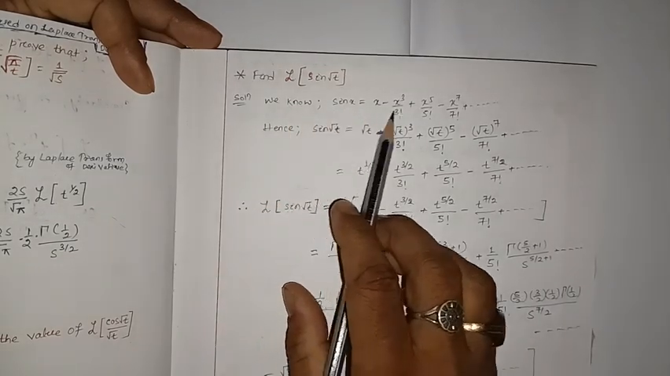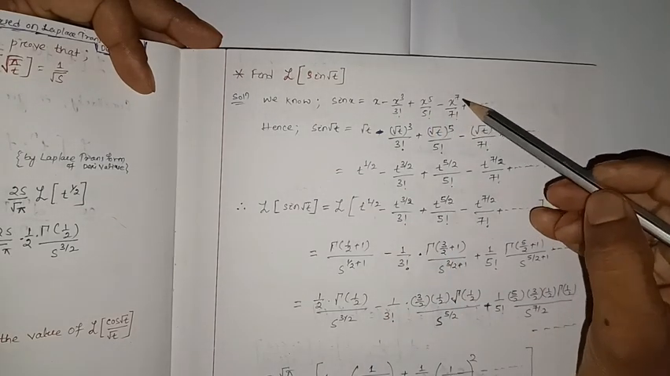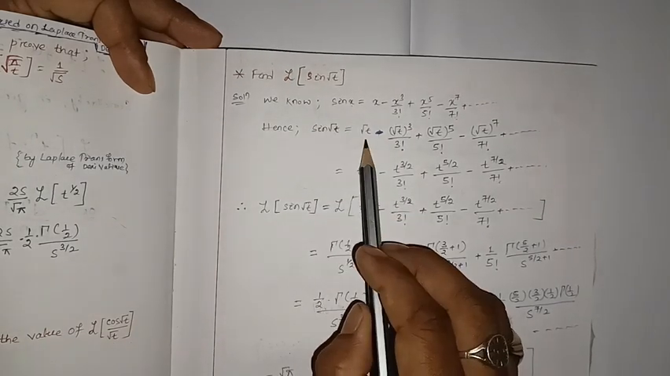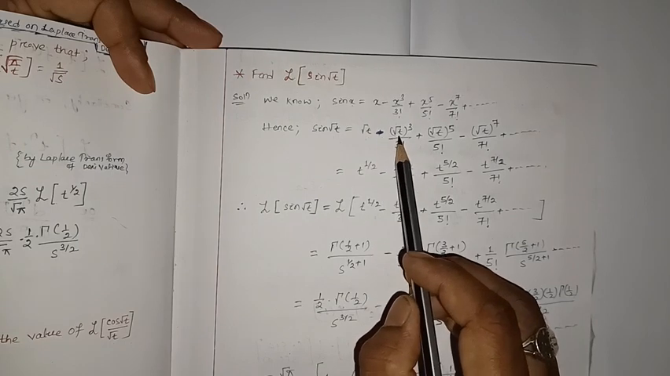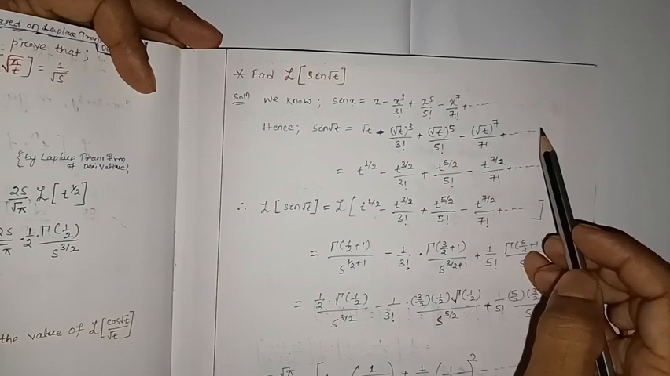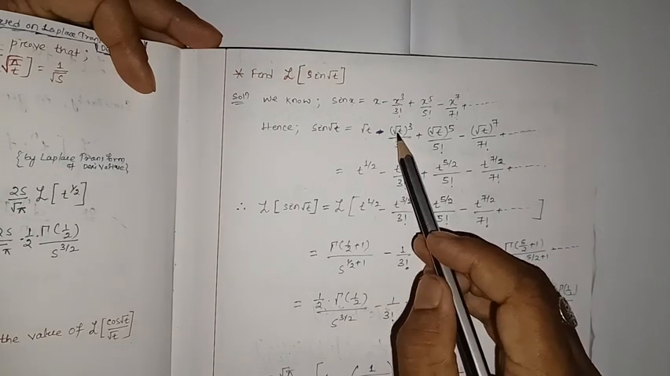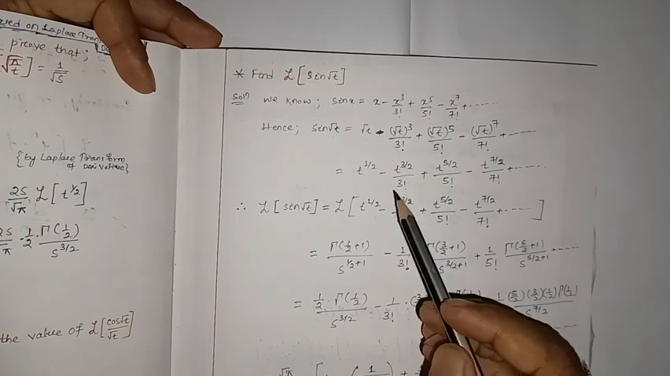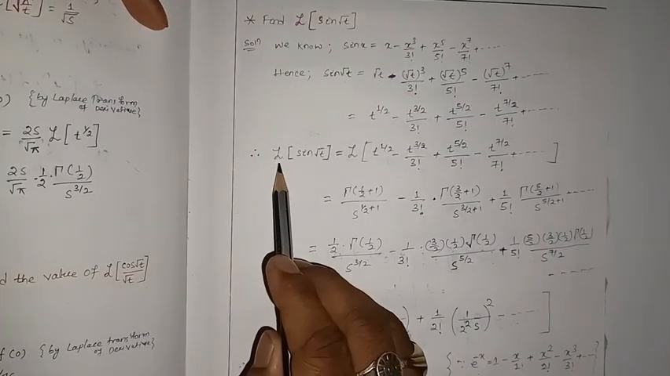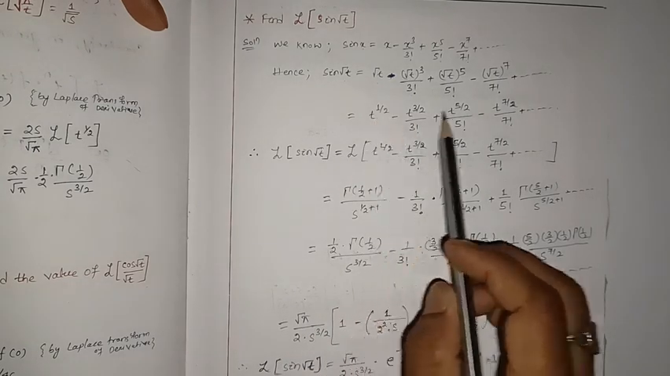We know sine x expansion is x minus x cube by 3 factorial, plus x to the 5 by 5 factorial, minus x to the 7 by 7 factorial, and so on. If instead of x we consider root over of t, then the series will be root over of t minus root over of t cube by 3 factorial plus root over of t to the power 5 by 5 factorial, and so on. So you can see this will be t to the power 1 by 2 minus, here root t means t to the power 1 by 2, so t to the 3 by 2, t to the 5 by 2, t to the 7 by 2, and so on. Therefore, Laplace transform of sine root over of t will be equal to Laplace transform of this whole.